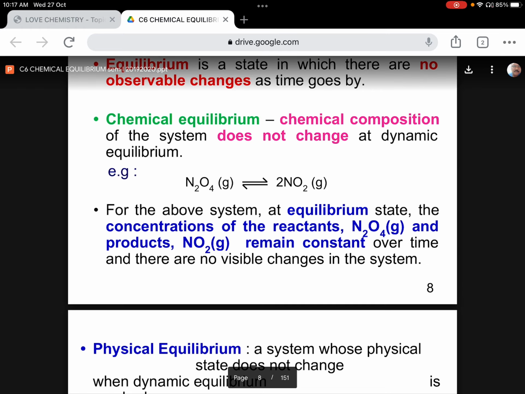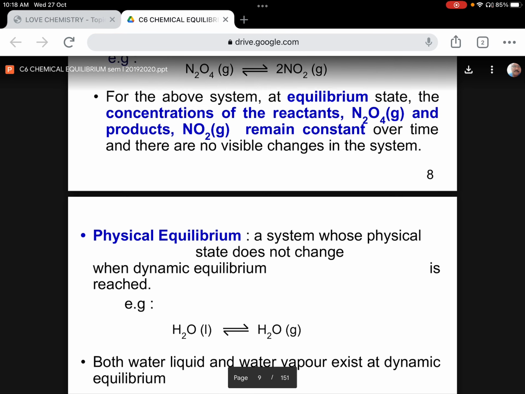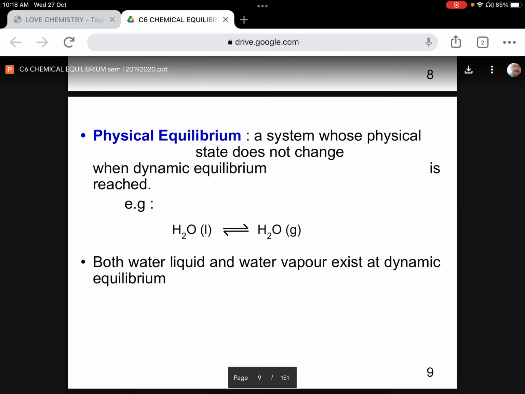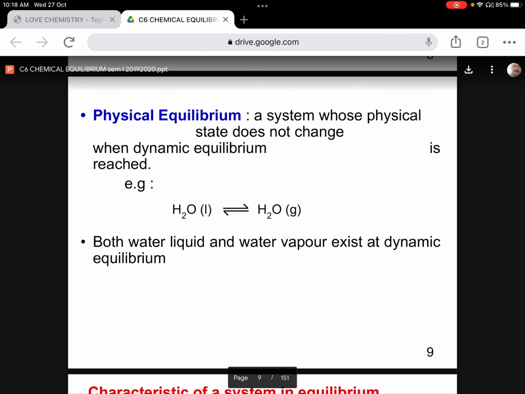Whereas physical equilibrium is a system whose physical state does not change when a dynamic equilibrium is reached. You can check here. Both water liquid and water vapor exist at dynamic equilibrium. There is no physical changes. So this is called physical equilibrium.